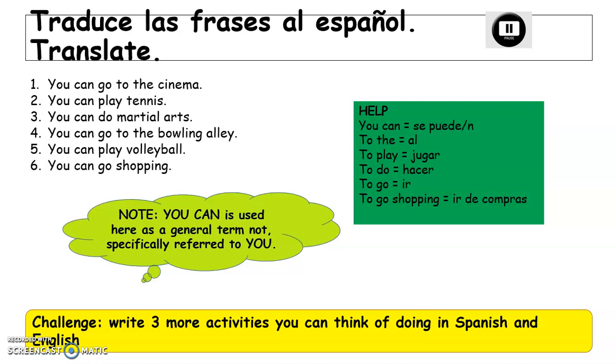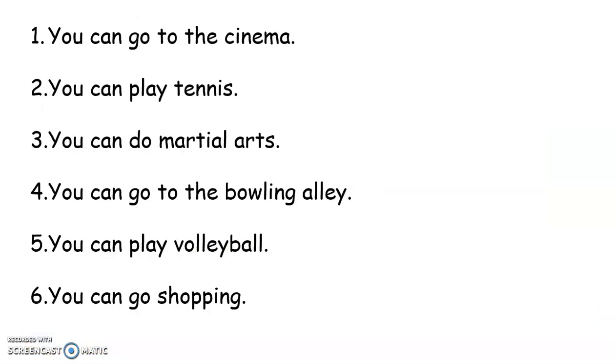Okay. You also got a challenge to write 3 more activities you can think of doing in Spanish and in English. For example, you can go to the cinema would be se puede ir al cine. Off you go.